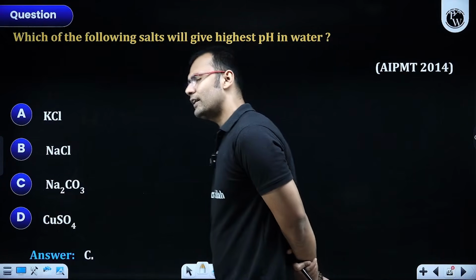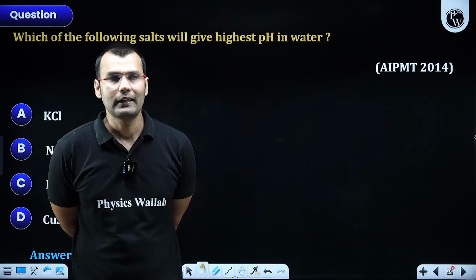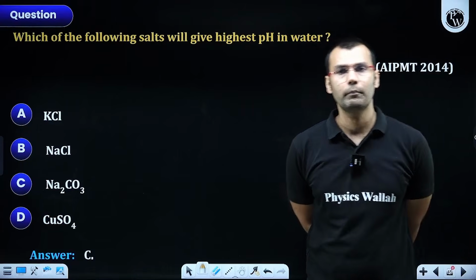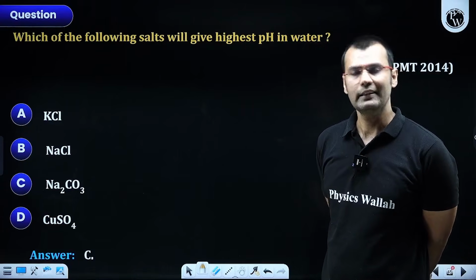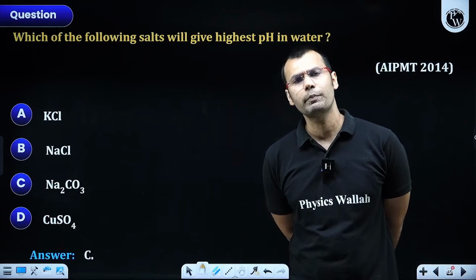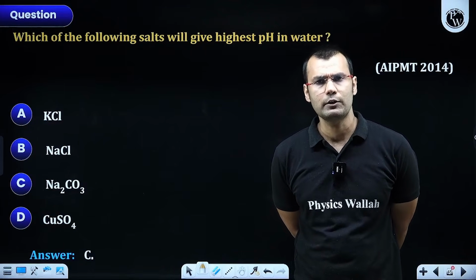And this question we got in the AIPMT 2014 examination, correct? But this is about the nature of the salt, whether it is acidic or basic or neutral. And that we can just decide by looking at the formula, because from the formula we can obtain which acid and which base any particular salt is made up from. Clear?